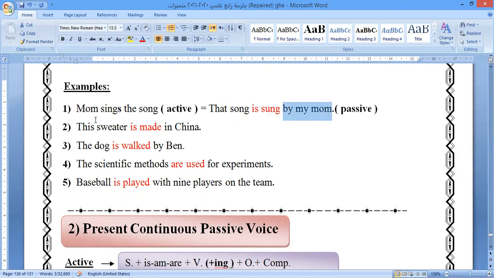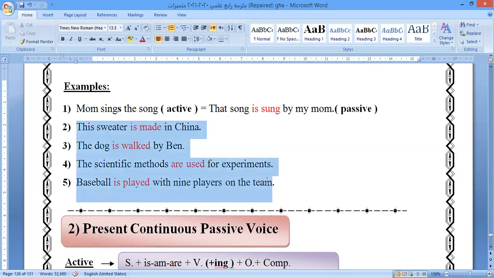ممكن this sweater is made in China. is made is auxiliary verb، made التصريف الثالث للفعل، فإذا هذا passive voice. The dog is walked by Ben. The scientific methods are used for experiments، تستخدم للتجارب. Baseball is played with 9 players on the team. So the passive voice هذه كلها جمل محولة إلى الباسيف voice.